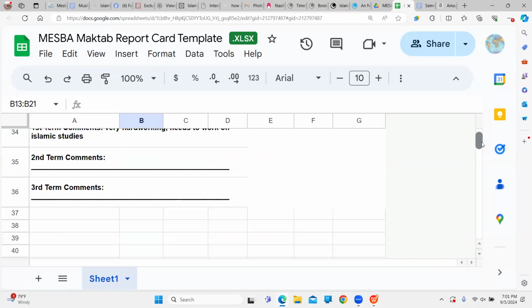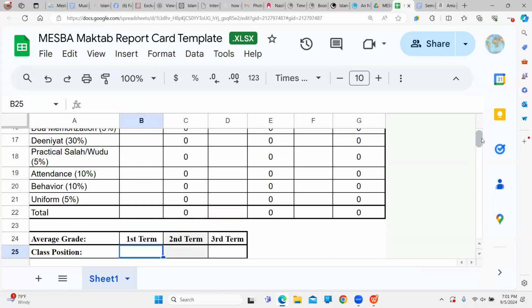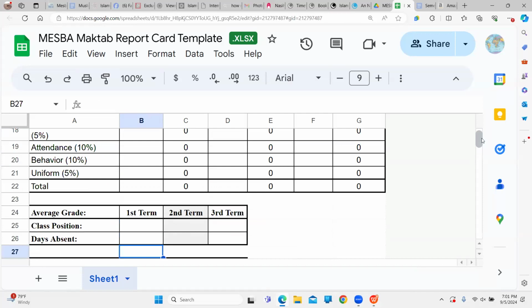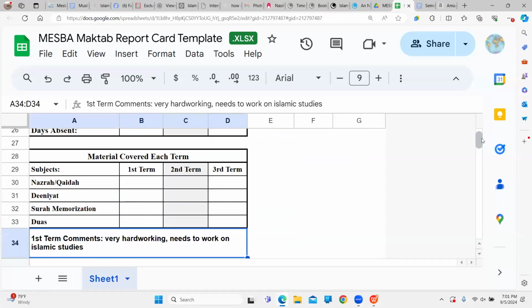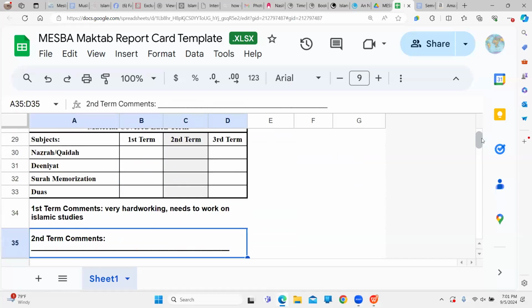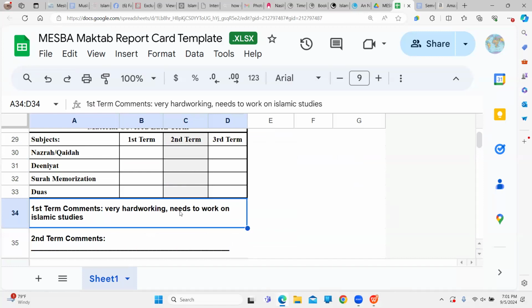And not only that, in each grading we also write class position and days absent. And then we also write how much qaida they completed in one semester, how much Islamic studies, how many surahs, and how many du'as. And then we also write the comments. So we put this into a Google Drive. So when we have the second semester, we have all the first semester information and we add the second term information.